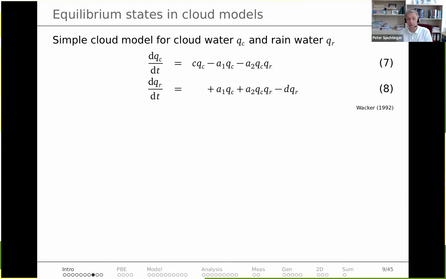You could have it also in a different way. So this is an example from cloud physics. This is this famous Wacker model from 1992, that you have cloud water and rainwater, and the cloud water is of course growing by condensation. You have autoconversion, which is reducing the cloud water but increasing the rainwater, and you have also accretion. So collision between cloud and rain makes rain, and the rain of course falls out.